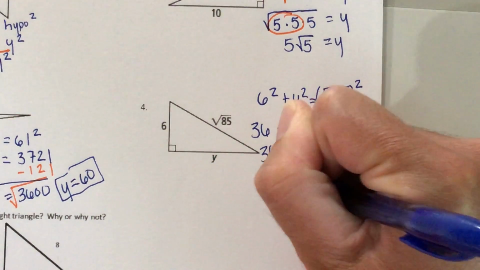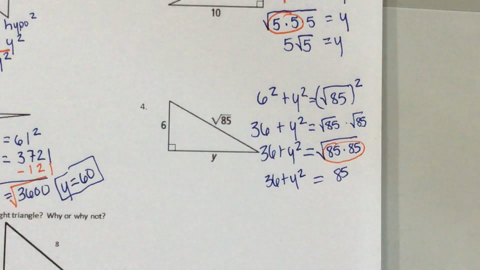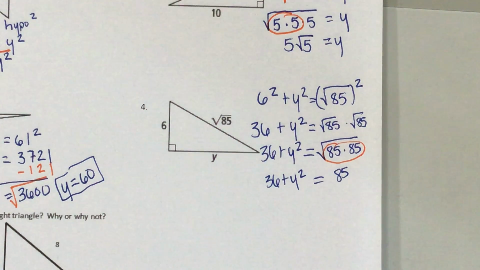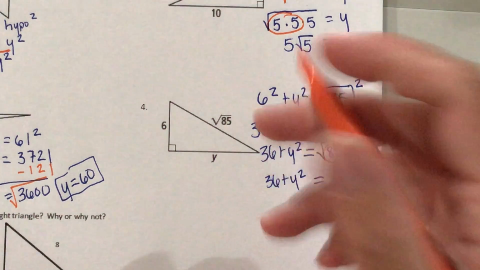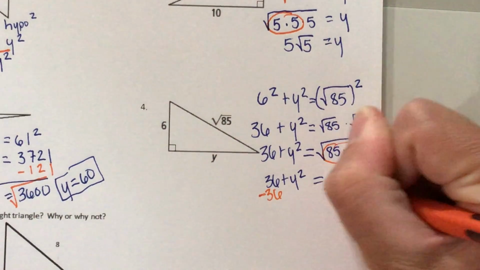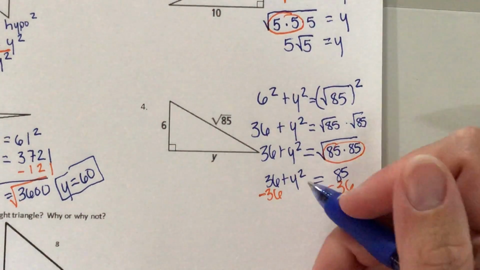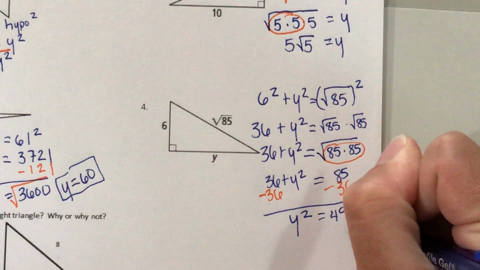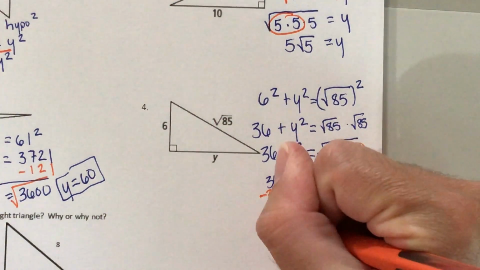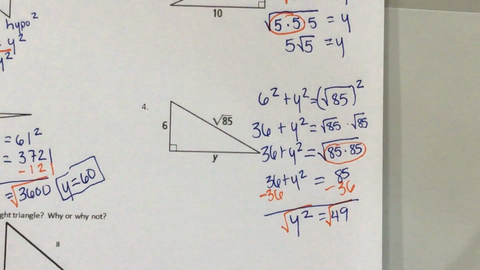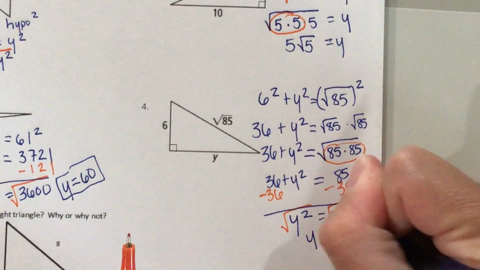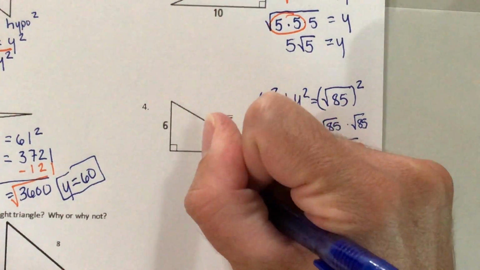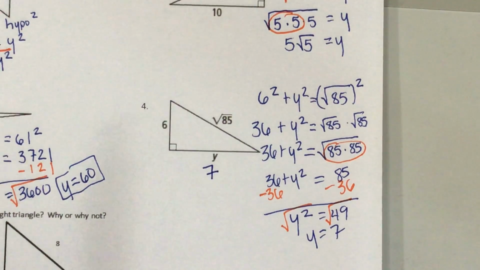Anytime you square a radical, basically you're undoing that radical. The opposite of squaring something is the square root. To undo a radical, to get rid of a radical, you square it. So then now I'm going to subtract the 36 from the 85. So y squared is equal to 49. And the square root of 49 is 7. So for this one, number 4, y, or your missing side length, is 7.